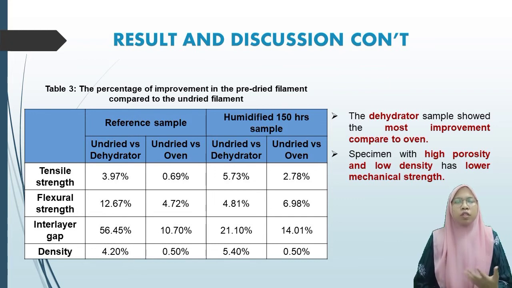Now let's see the percentage improvement in the pre-dry filaments compared to the undry filaments. Based on Table 3, it can be seen that the pre-dry using the dehydrator shows the most improvement compared to the pre-dry using the oven sample. It can also be seen that specimens with high porosity and low density have lower mechanical strength due to the crack propagation that happened in the filaments.